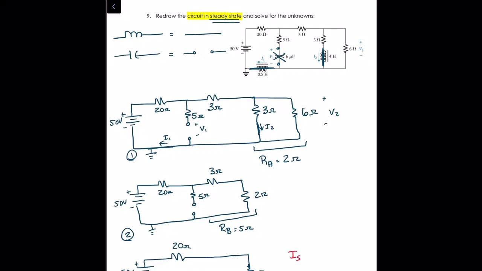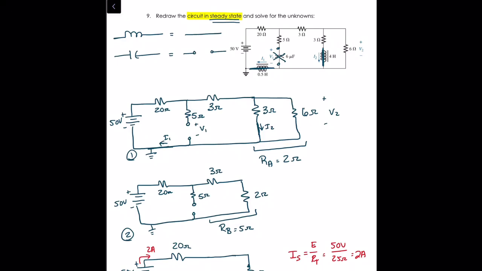So let's calculate our source current. That's why we reduce and return anyway. So I sub S is E over RT. And in this case, at steady state, our RT is 25 ohms. So we have 2 amps of current here. So I'm going to draw that into our reduced circuit.